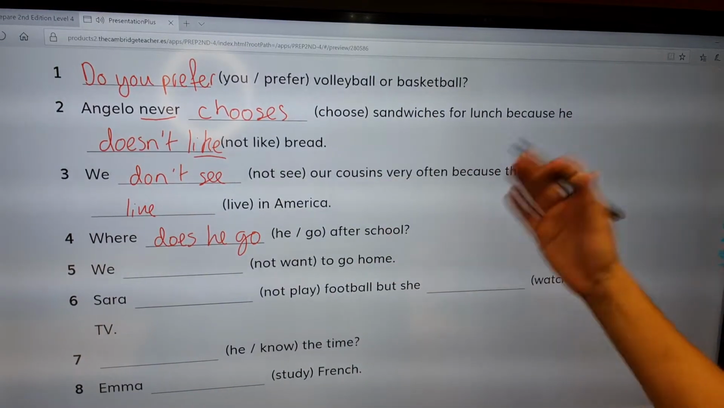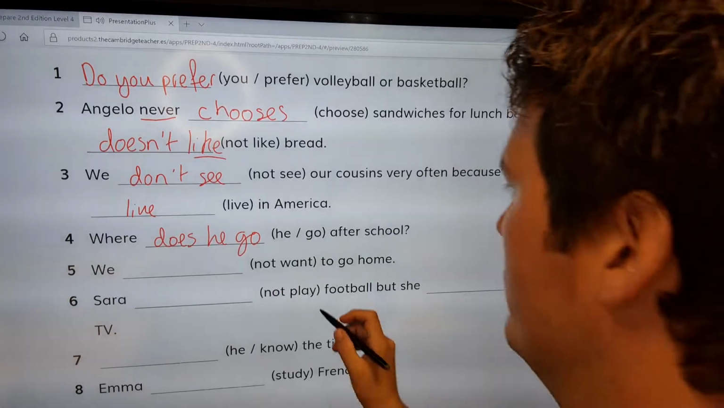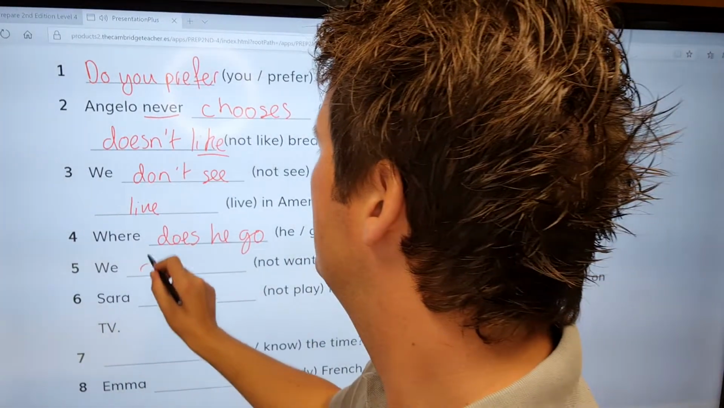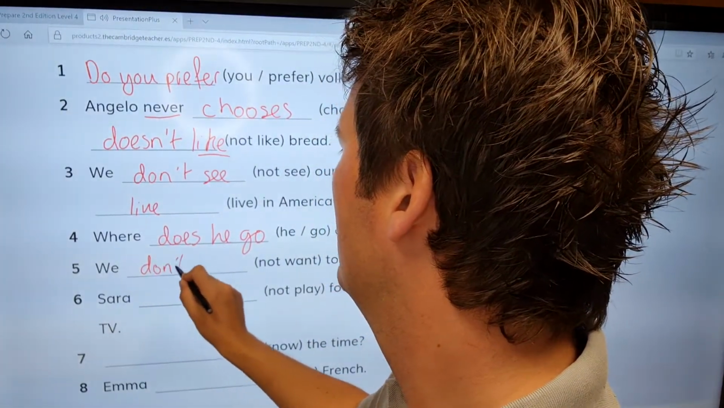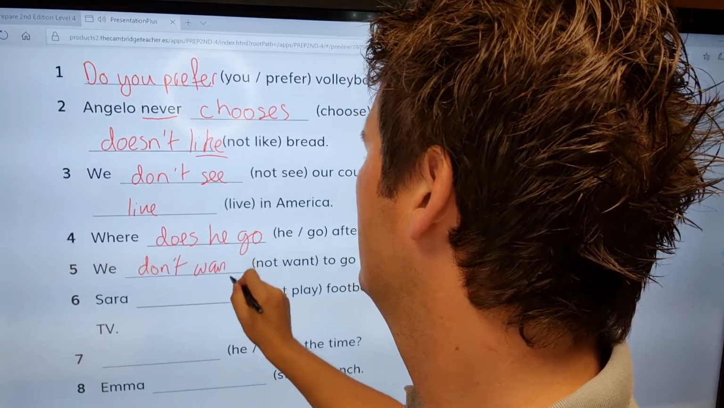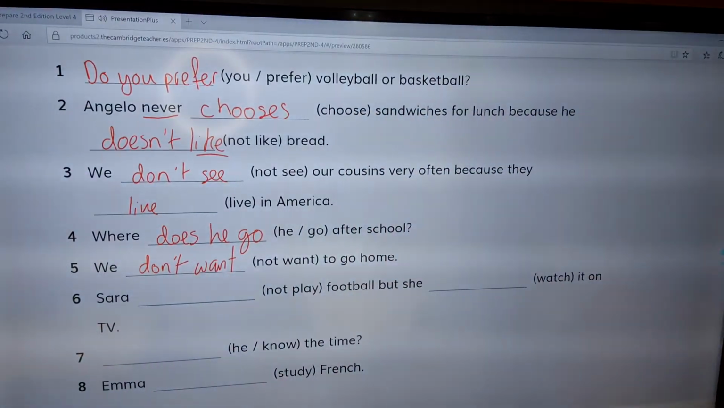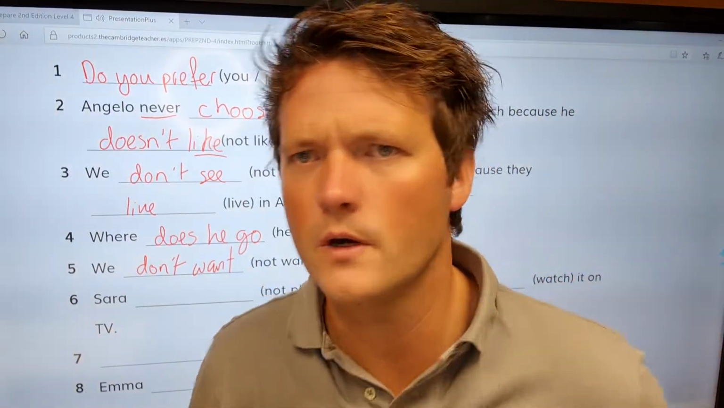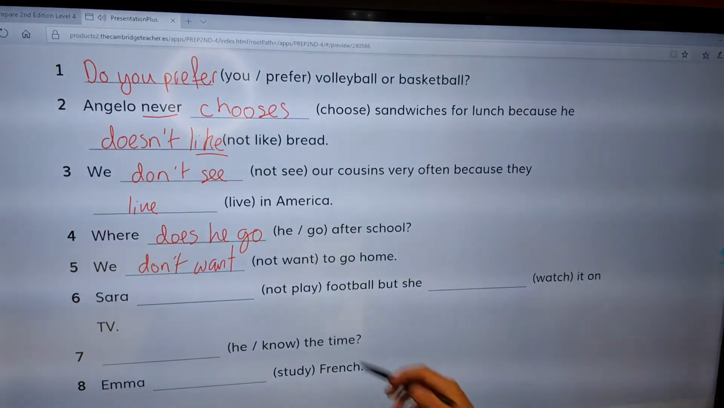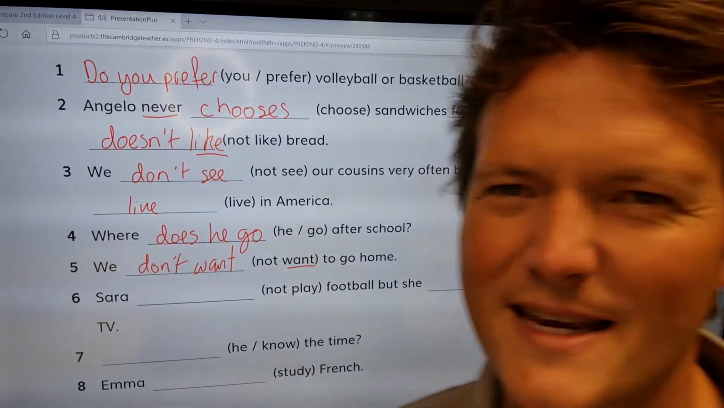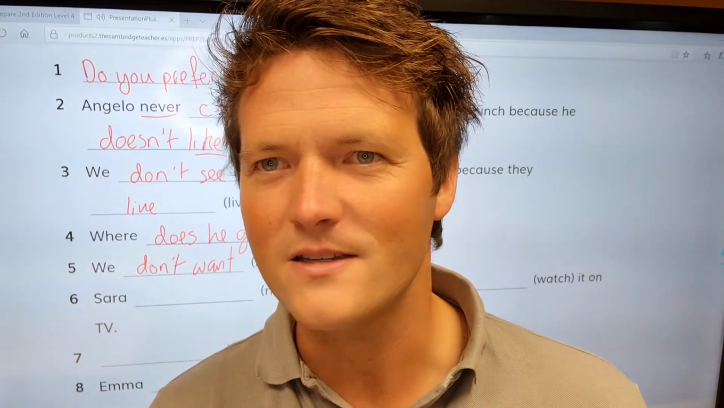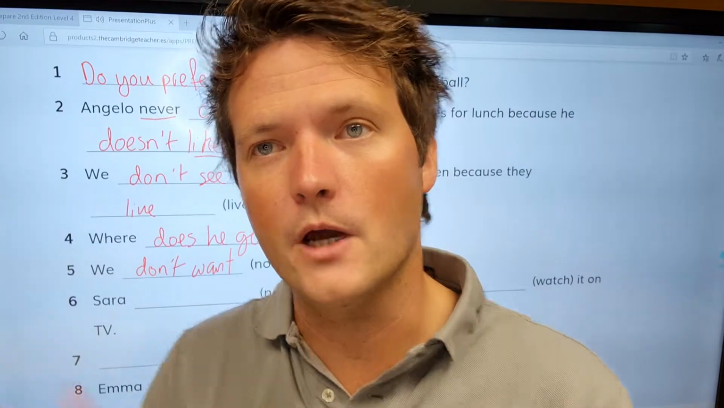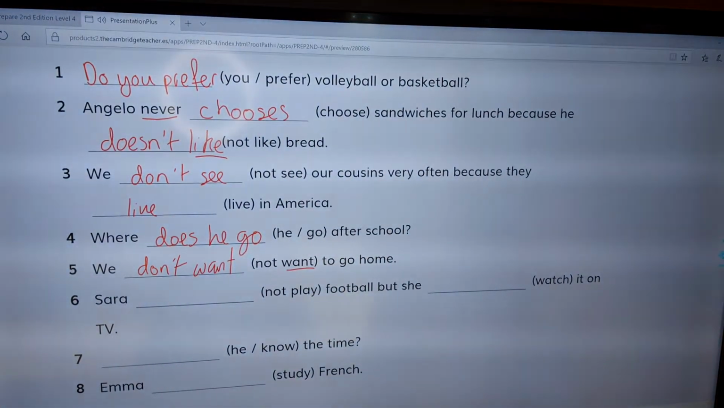Number 5, we not want to go home. So, we don't want to go home. We don't want to go home. That's just a fact. We don't want to go home. Okay? Yeah, it's a state verb. Want, yes? It wouldn't sound right to say we are not wanting to go home. You know, it would be far more normal to say we want something or we don't want something. In this case, we don't want to go home.